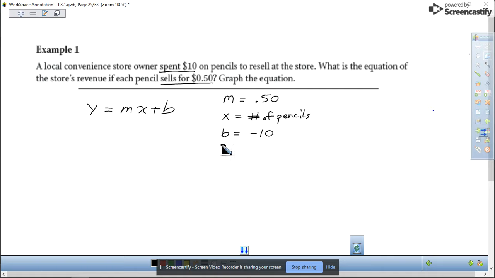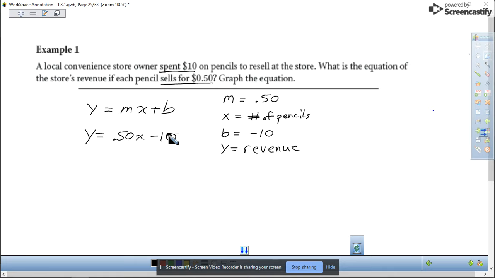And then of course Y, that's how much money he makes. That's his revenue. Okay, so we plug in our pieces and it should look something like this. Y equals 0.50x minus 10. There's our linear equation for this particular problem.